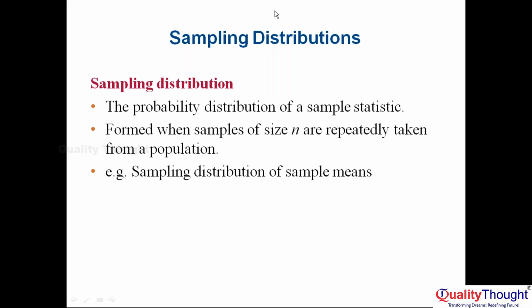So sampling distribution: a distribution, a probability distribution that we will make up using the samples that we have picked from a population or using the sample statistic, can be considered as a sampling distribution. This kind of distribution forms when samples of size n are repeatedly taken from a population. Okay, let us see an example.